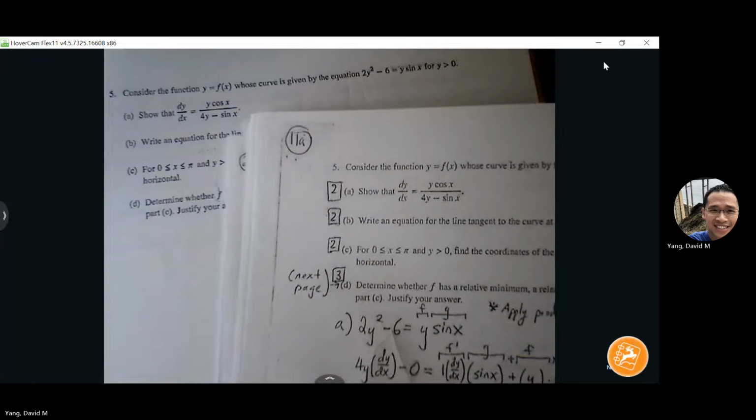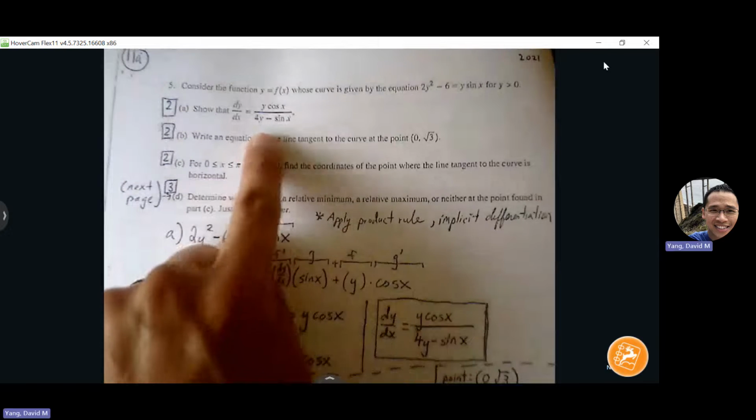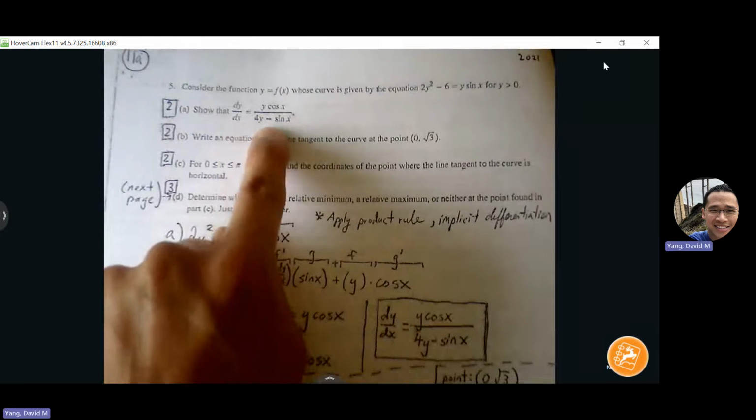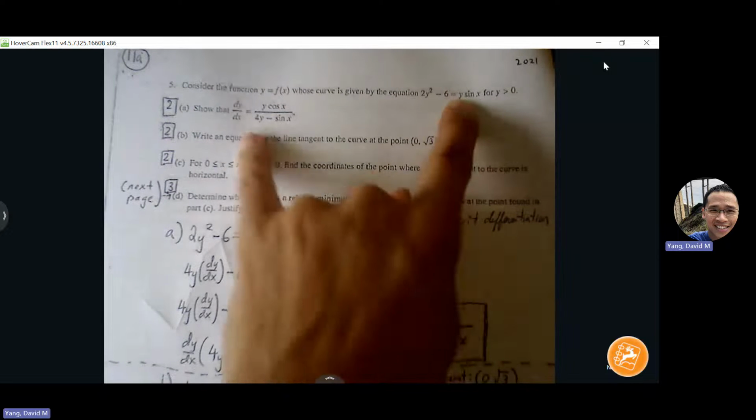Let me just run through 2021, number 11, page 11 and 12. These are non-calculator. This is homework from last night. Again, it says show that dy/dx equals. So anytime you see the word show, that means you're starting with this and you're getting to that, right?